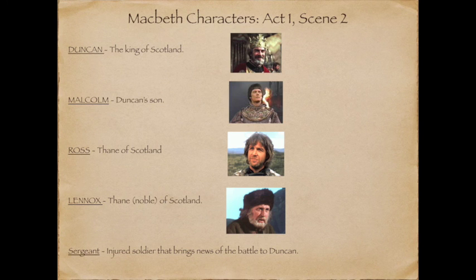The characters that are involved in scene 2 are Duncan, the King of Scotland. Now, he's going to be murdered by Macbeth later in the play. Malcolm, Duncan's son. Ross and Lennox, who are Thanes of Scotland, and a Thane is a type of noble. And the Sergeant, who's an injured soldier that brings news of the battle to Duncan.